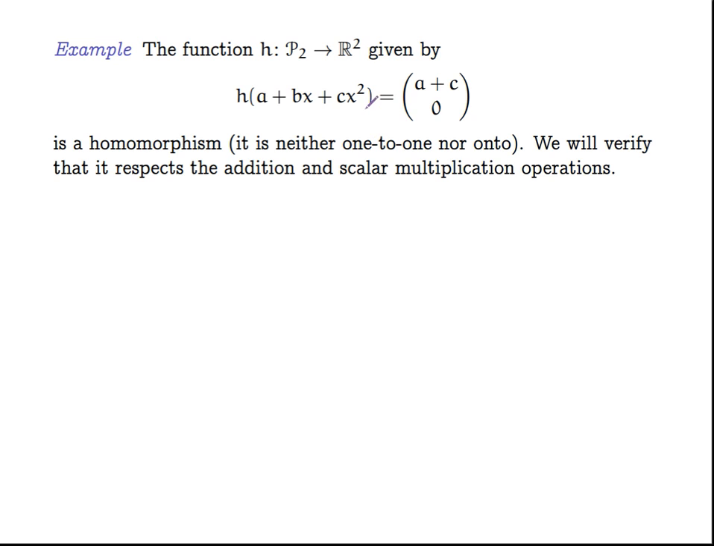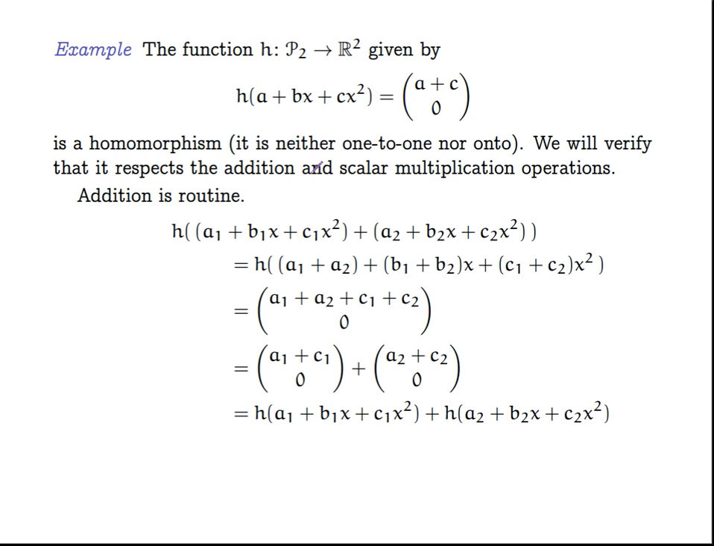Okay, so let's go on and see what we have. All right, so here's an example. If I take h as a function of the second-degree polynomials, now this is an arbitrary second-degree polynomial. The coefficients a, b, and c are arbitrary. And I map this to a 2-dimensional vector in this way. Take the first coefficient plus the last coefficient and put that in the first entry and put 0 in the second entry. It turns out that this is a homomorphism. You'll have to verify the addition and scalar multiplication operations in a similar way that you verified that things were isomorphisms.